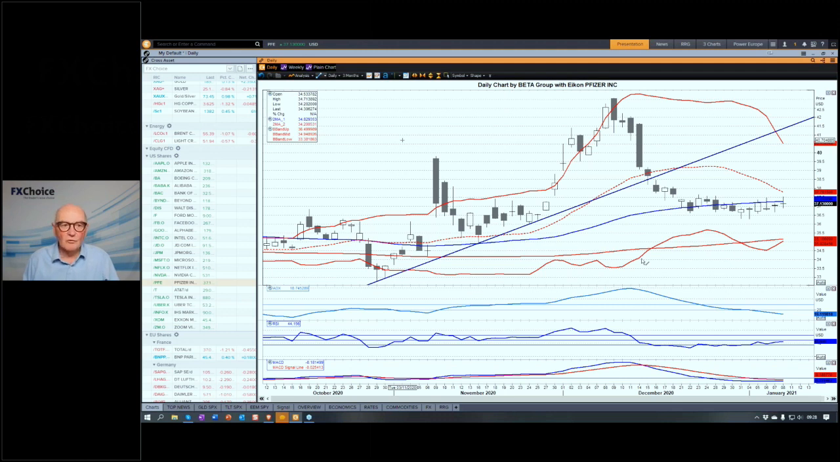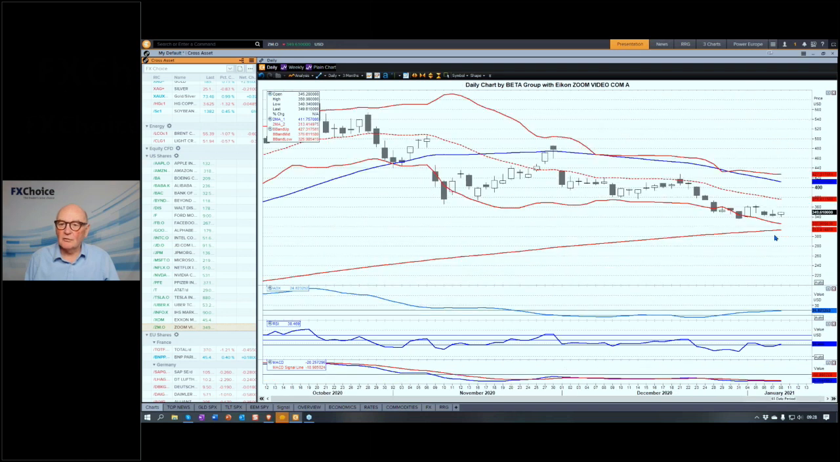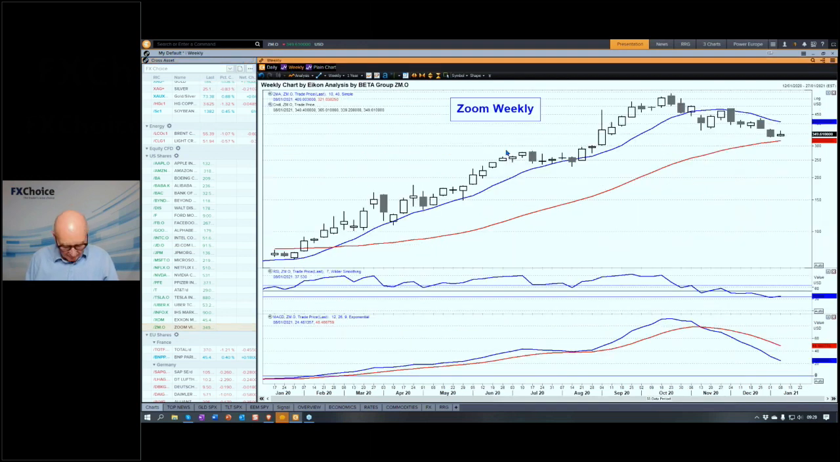The other one was Zoom, which was a surprise that it was so negative, but that's still going down, Zoom, and that's the one I'm still short of, but I think this is coming down to around the 250, 260 area here, and it'll probably come to rest about there. But that's quite a surprising move, isn't it?